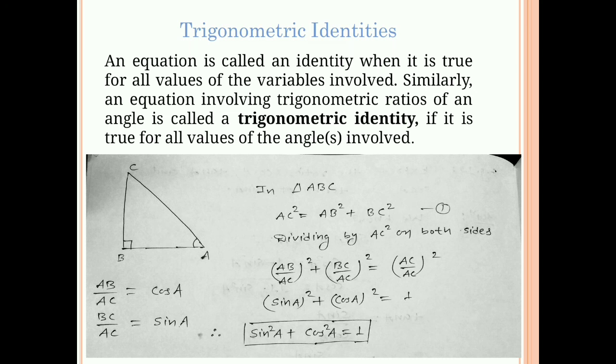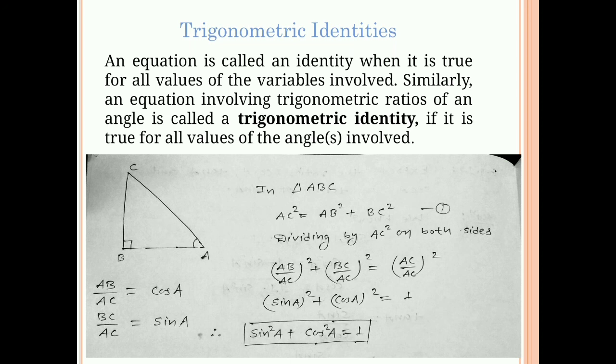Let's see. Suppose there is a right angled triangle ABC, right angled at B. From this triangle ABC we can write, over hypotenuse AC, AC square is equal to AB square plus BC square. Now if we divide equation number 1 by AC square on both sides, then we will get (AB by AC) whole square plus (BC by AC) whole square is equal to (AC by AC) whole square. AC and AC will cancel out, so on the RHS we will get 1 square, that is 1.